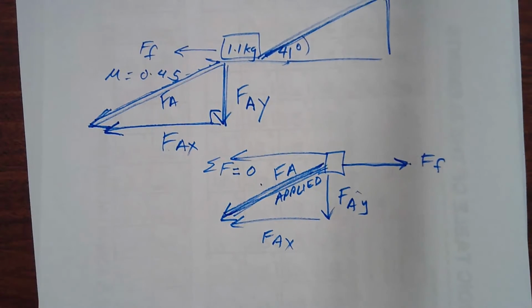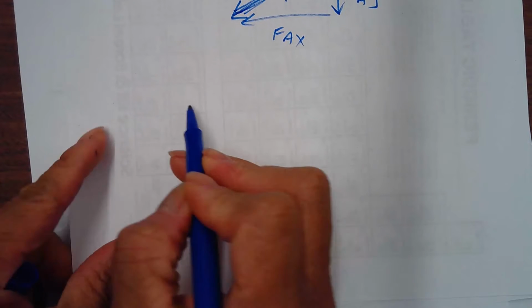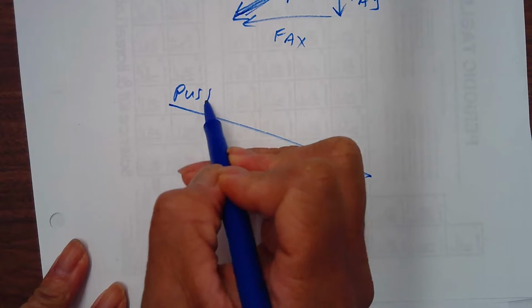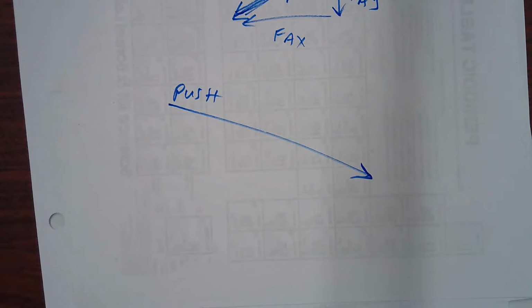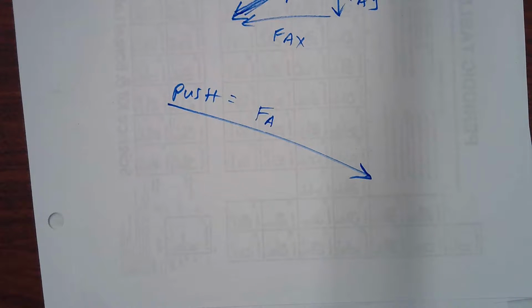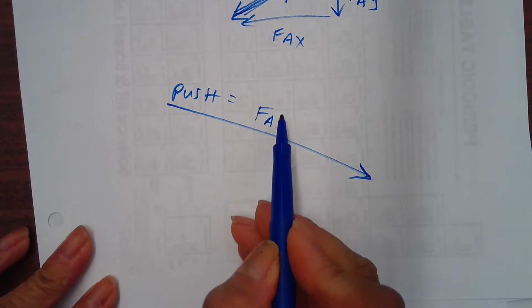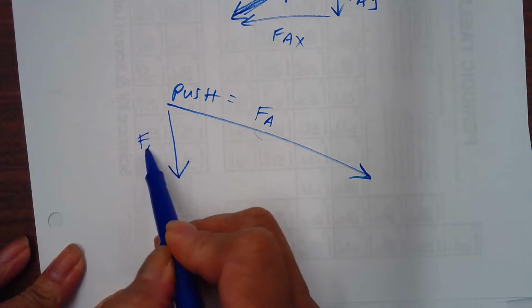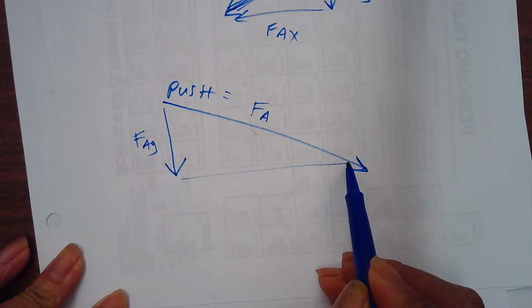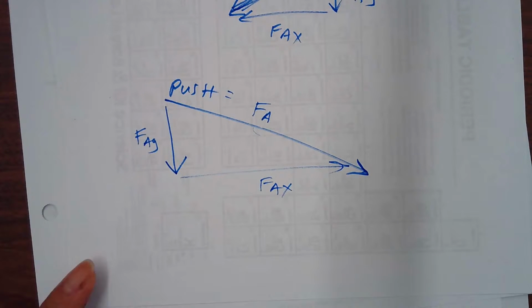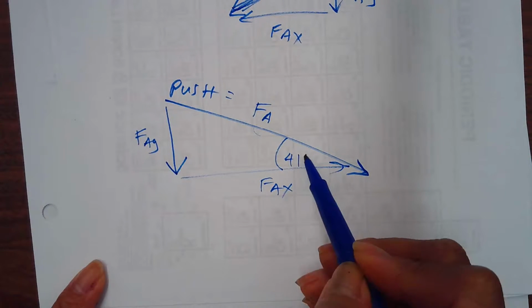I'm going to redraw this one more time. There's the broom. I'm going to push this broom into the floor. This is my applied force. Does that make sense now? That's the hypotenuse of the triangle. But this applied force is broken down into, I actually pushed down on it, and I actually pushed it across that way. Do you understand now? At an angle of 41 degrees.